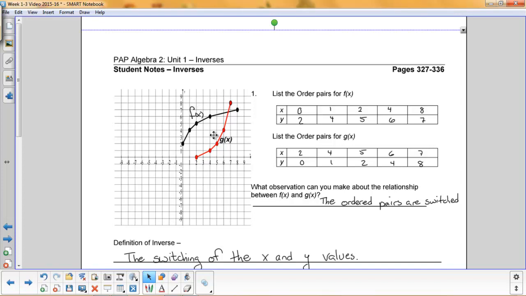I'll label this one f of x. This one is already labeled g of x. Notice that I've written the ordered pairs for f of x here in my first table, and the ordered pairs for g of x are written here in the second table.